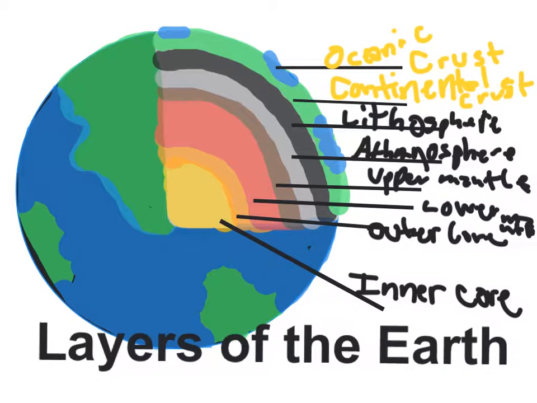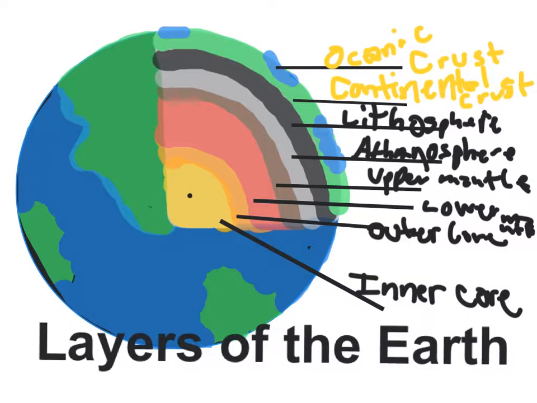Let's go inside out. In the center is the inner core. The inner core is 1,491 miles thick and 6,998 degrees Fahrenheit. It's composed of iron with nickel and sulfur. The layer is solid due to the immense pressure being exerted on it.